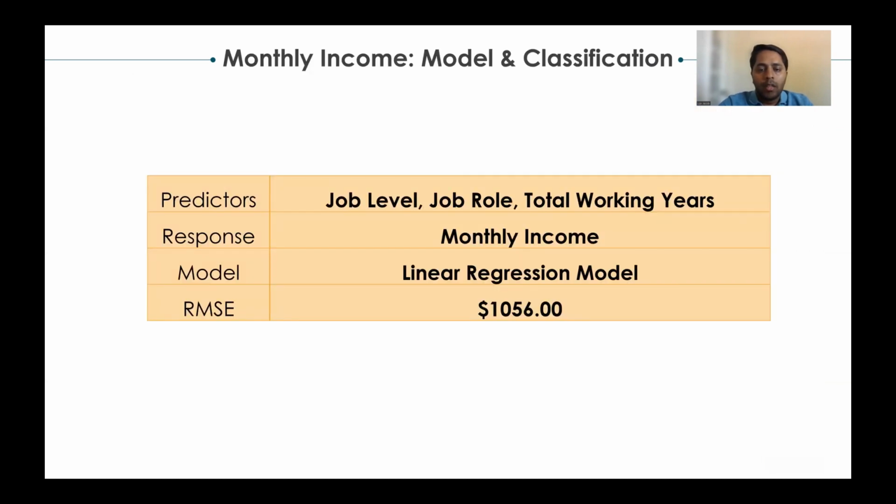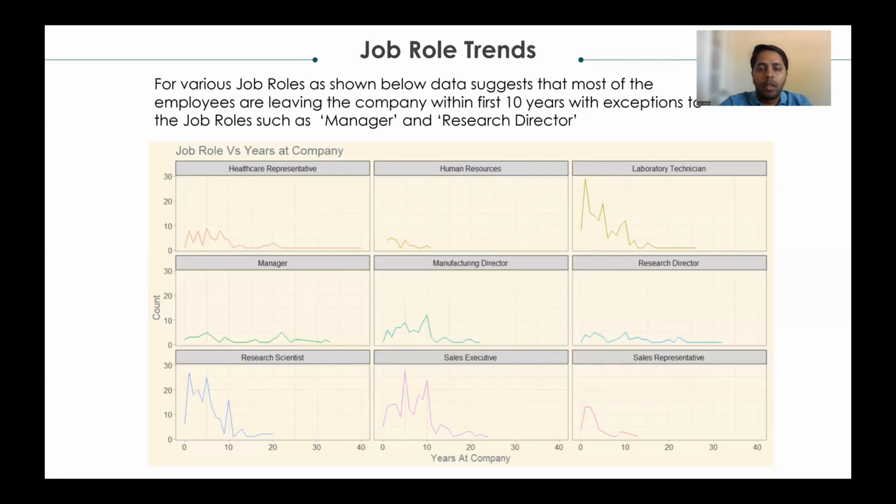Looking at the model and classification, we use the top 3 factors, job level, job role, and total working years to predict the value of monthly income. Using linear regression model, we were able to achieve a root mean squared error of $1,056.